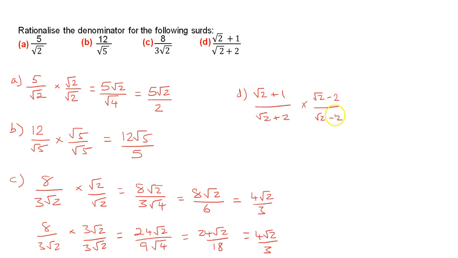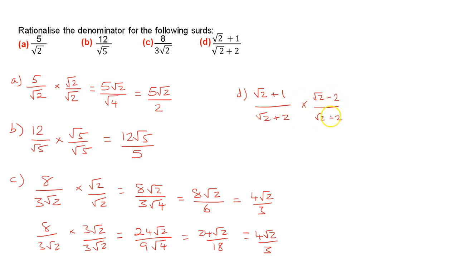The reason why we do that is because with the difference of two squares, we ultimately are going to end up with this value squared, take away this value squared. If we were to multiply by root 2 plus 2, we'd end up with a number of root 2's in the middle, so it wouldn't actually rationalize the bottom at all.